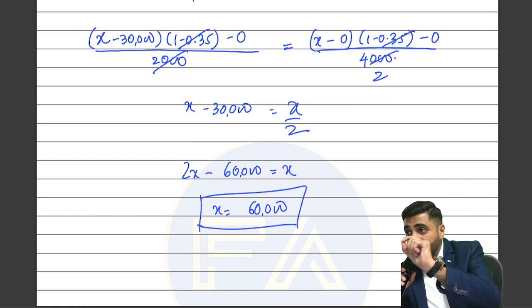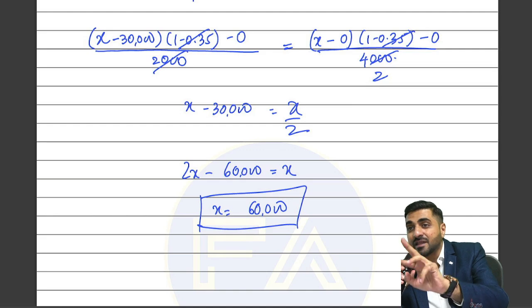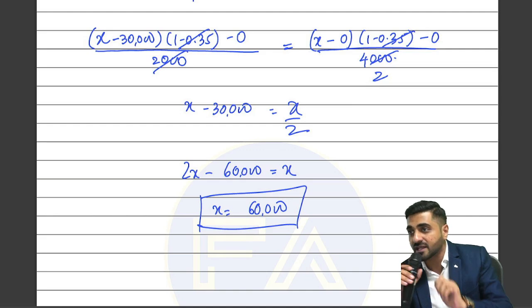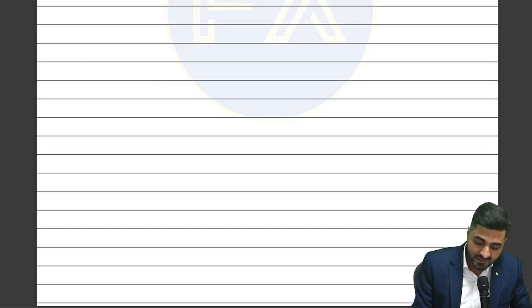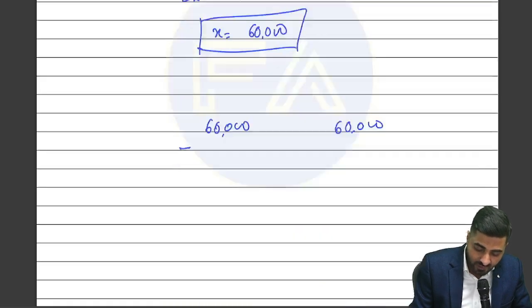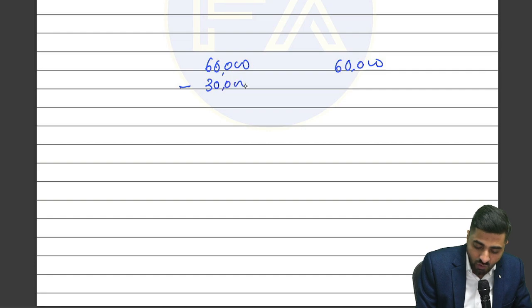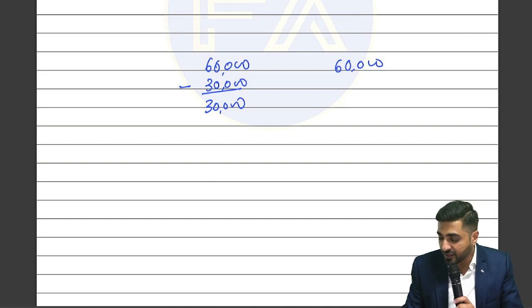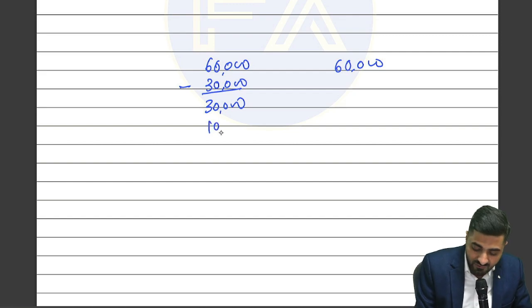At level of EBIT of 60,000, can I say the EPS is going to be the same? Come on, yes or no? Yes, sir. Want to verify this? This is 60. Okay. What is the interest in the first case, beta? 30,000. The tax rate is how much percent? 35%. So this is 10,500.